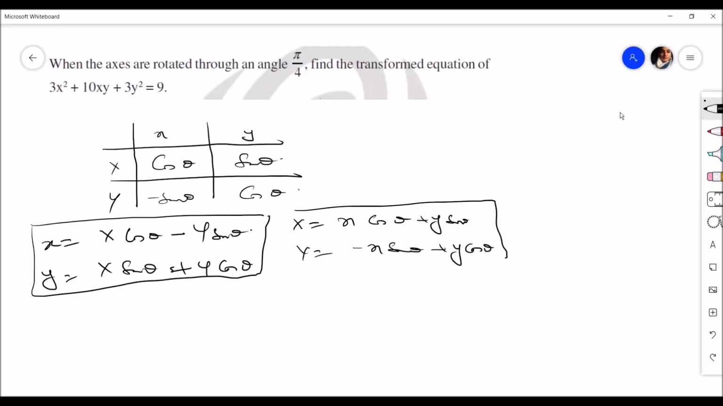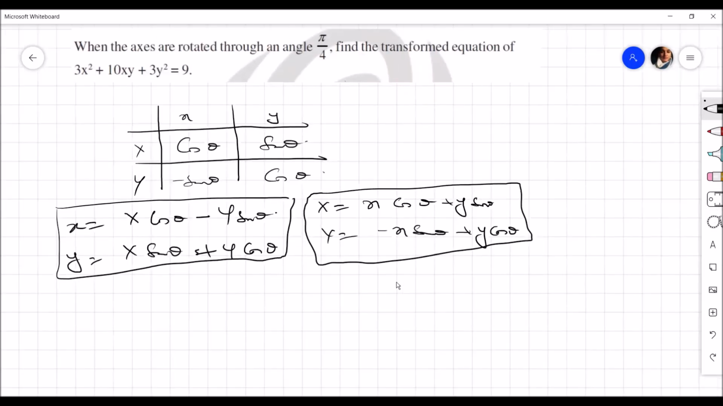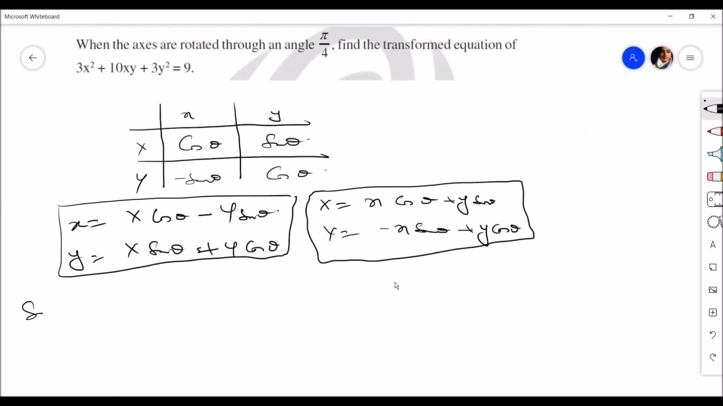It depends whether you want to use small x, small y or capital X, capital Y. Based on that, you will be using it. So let's discuss the solution. In order to write down the solution, every time I want you to draw the table so that you won't get confused while proceeding with the solution.